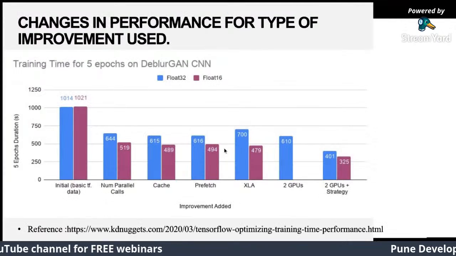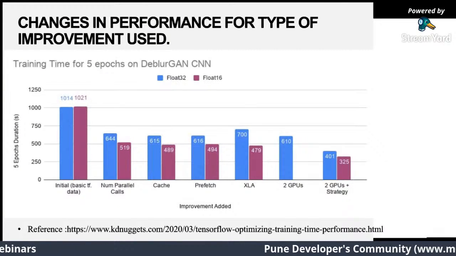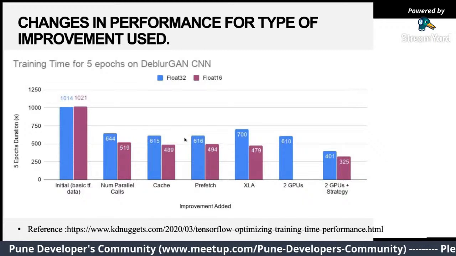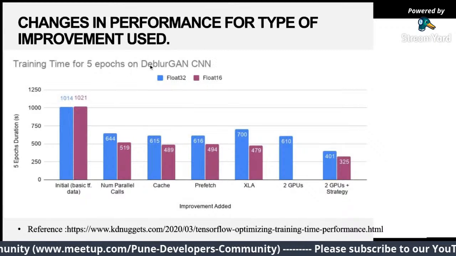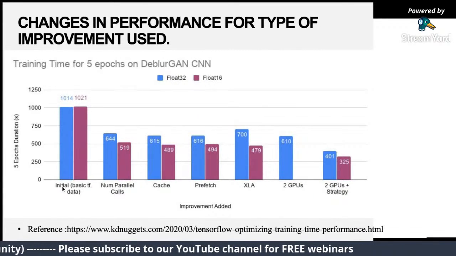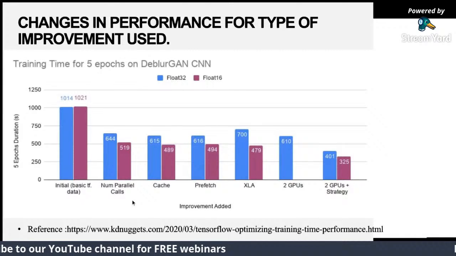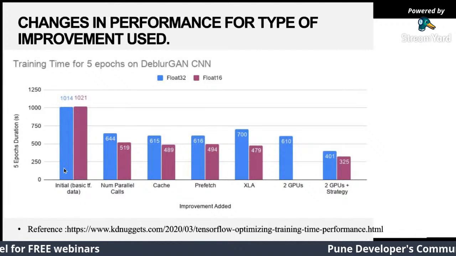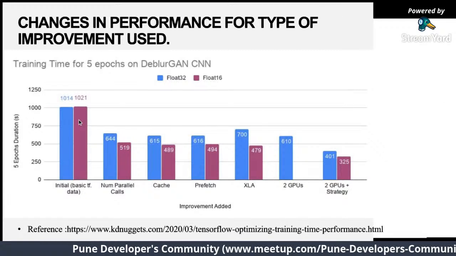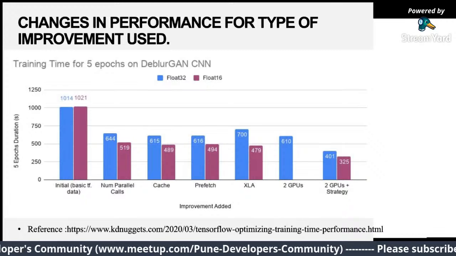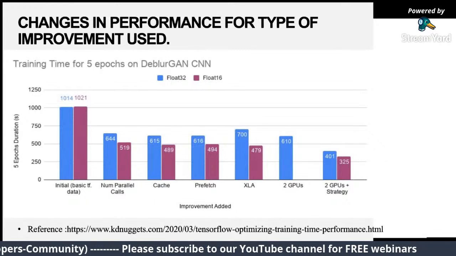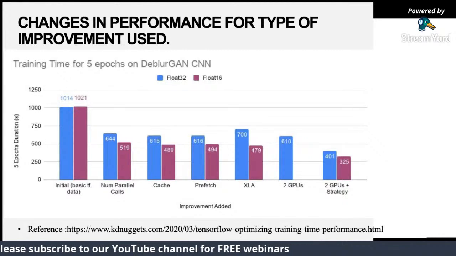Now, moving ahead, how do these changes in performance, these TensorBoard Keras callbacks, or all these recommendations help you? As you can see here, this is a DCGAN CNN, and these are all the methods that you can use to improve your model performance. Initially, the author used just basic tf.data calls, and these gave him around 1014 seconds for 5 epochs for a specific data set using DCGAN and float 32 operations.